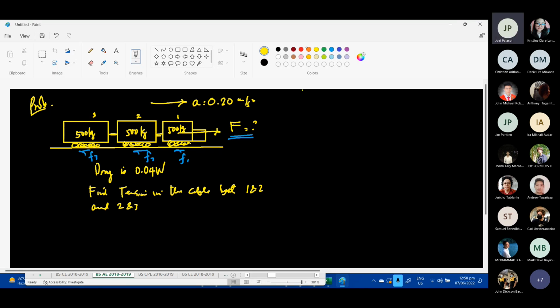Motion is along x, no? If this is our x direction, this is our x. So, motion is along x. What is there? The F. What will produce the acceleration? It should be the F, but you have opposition. You have drag. F1, F2, and F3.